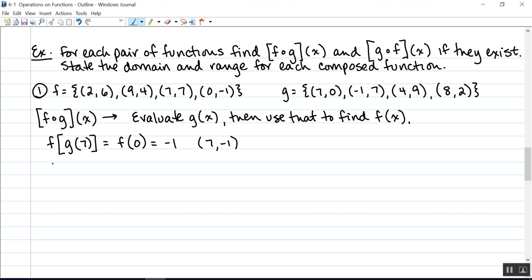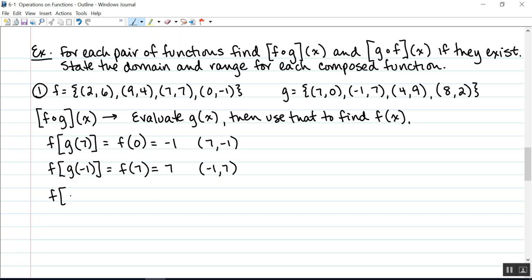Let's do that with the next one. So f of g, now I'm going to take the x coordinate of my second ordered pair in g, -1, which is the same as f of, so g of -1 is actually 7, so I need f of 7. Let's go over here to f. Where do I see 7 as an x? Right here, and f of 7 in this case is 7, so that gives me the ordered pair -1, 7.